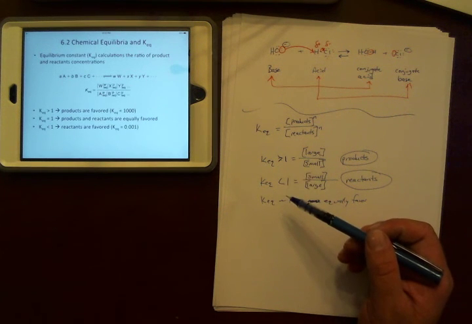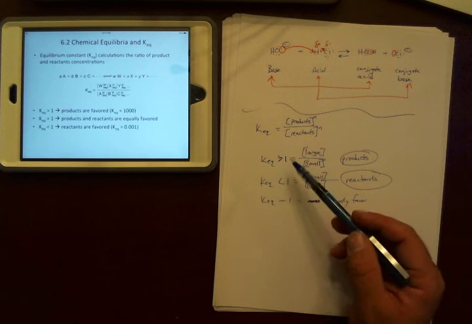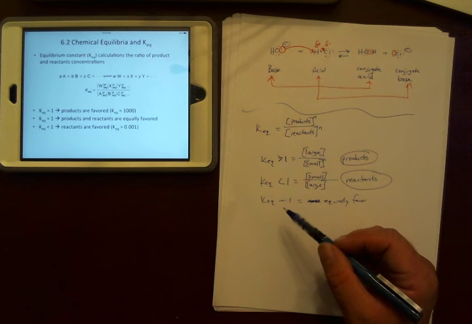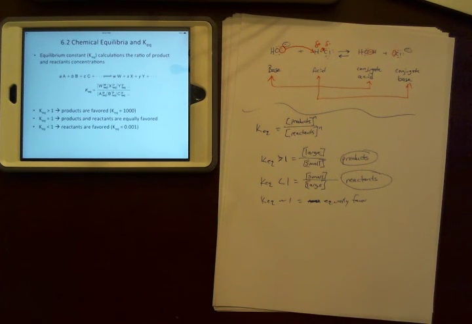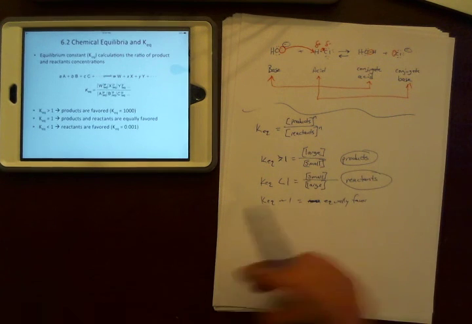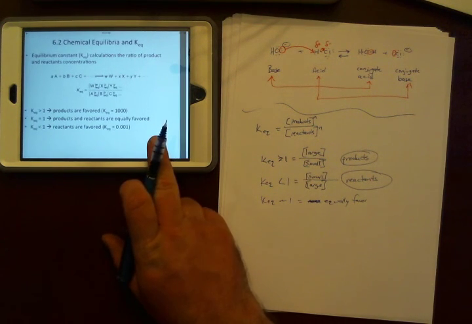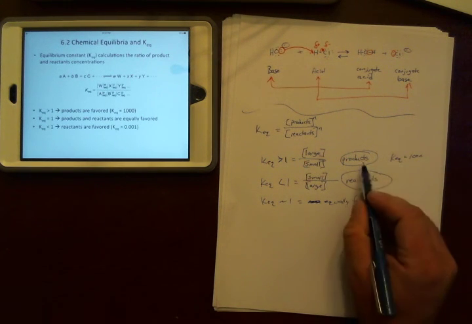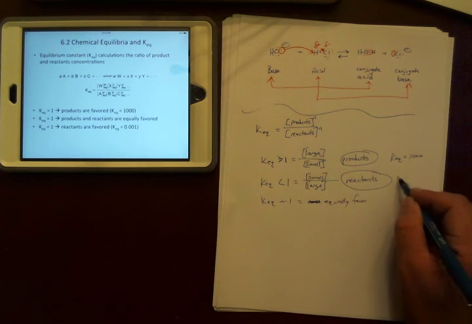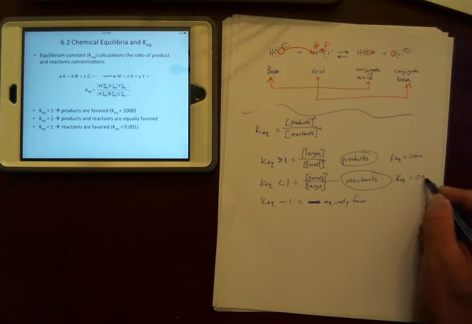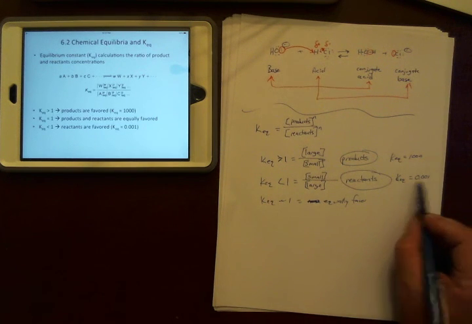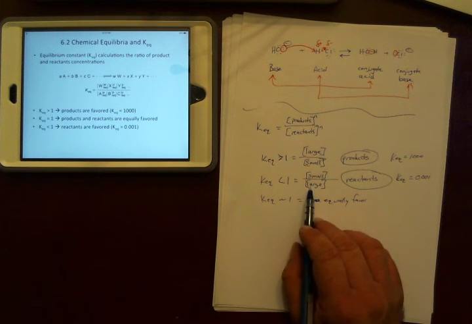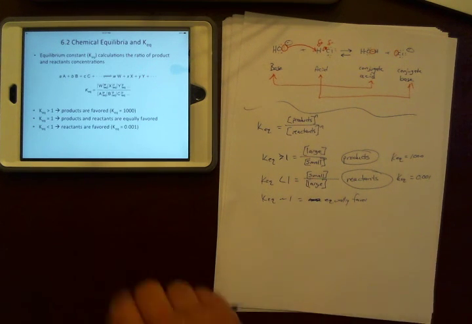Obviously you're not going to have a 0 or a negative equilibrium constant, because you can't have a negative concentration. So it's always about comparing to 1, because it's a ratio. If KEQ is equal to 1,000, products are favored. For something less than 1, it could be a KEQ of 0.001. Here again, there's very little of the products compared to the reactants, so reactants are favored.